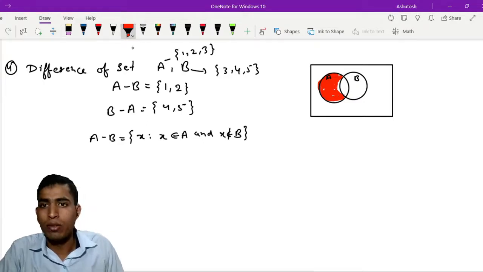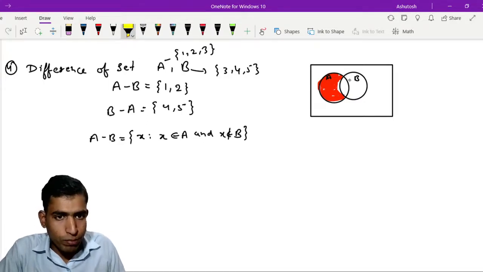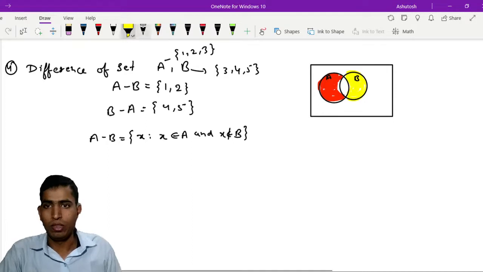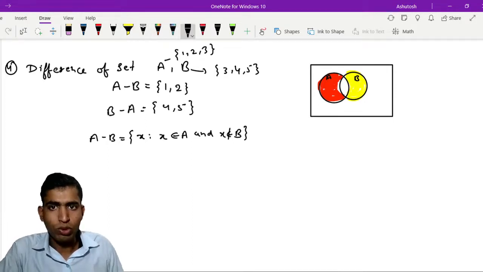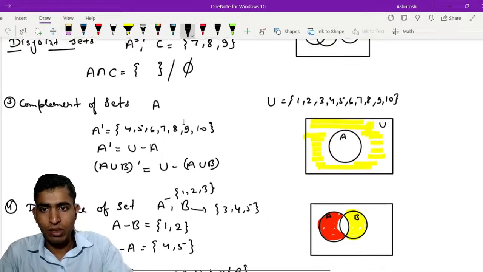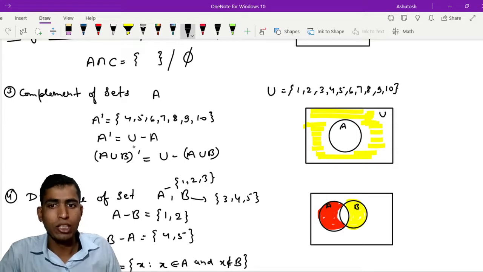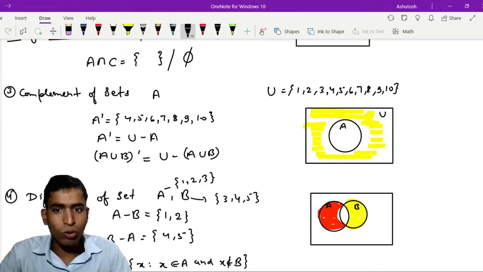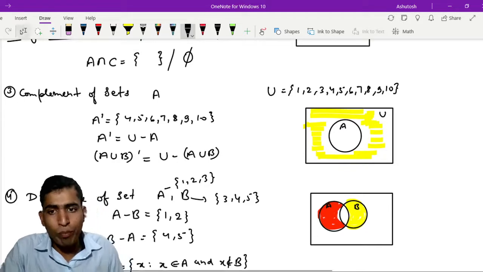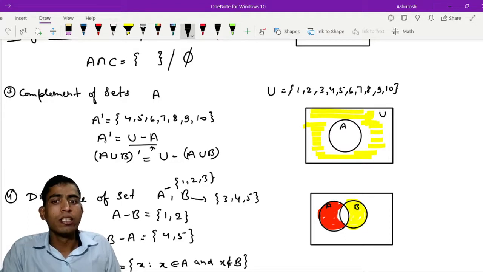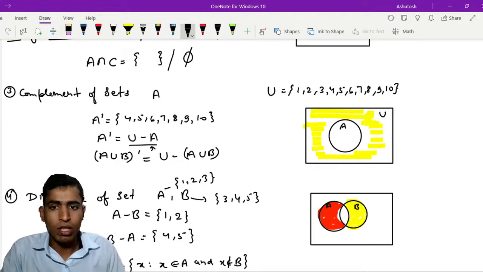And what is B minus A? This B minus A is this region. Hope you got it. So let's come back to the previous one. Now you will understand what U minus A means. We are excluding all those elements which are also present in the set A, which represents A dash. Hope you got it.